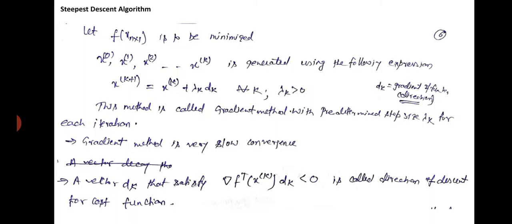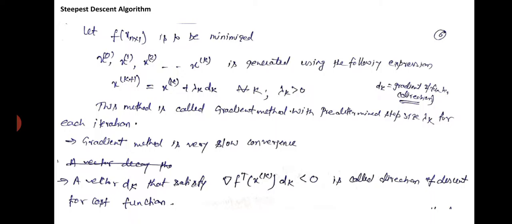Now I will illustrate in the next slide how you calculate the predetermined step size lambda k. There is one method to calculate the step size, the optimum step size, you can say. We have calculated dk, the direction value, by choosing the negative of the gradient of f transpose at k. But what the optimum value of lambda k is, we will discuss in the next slide.